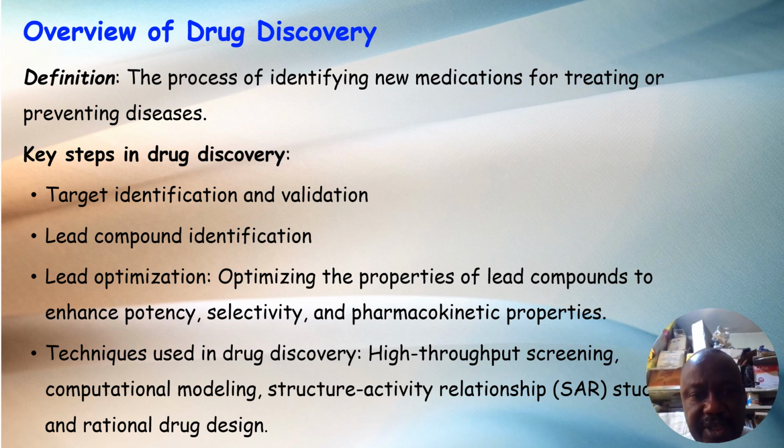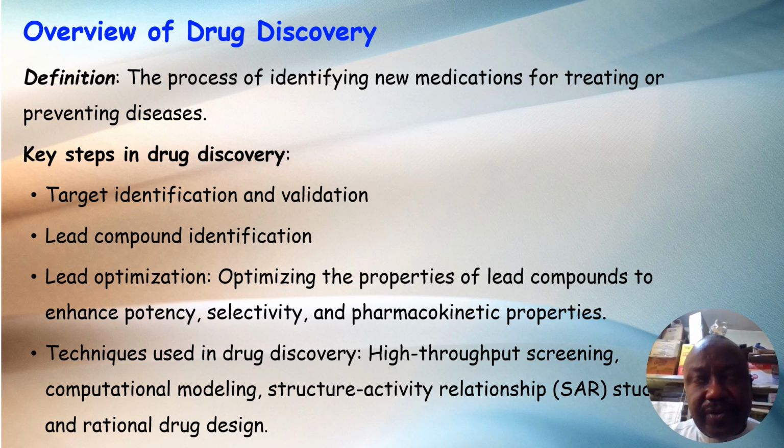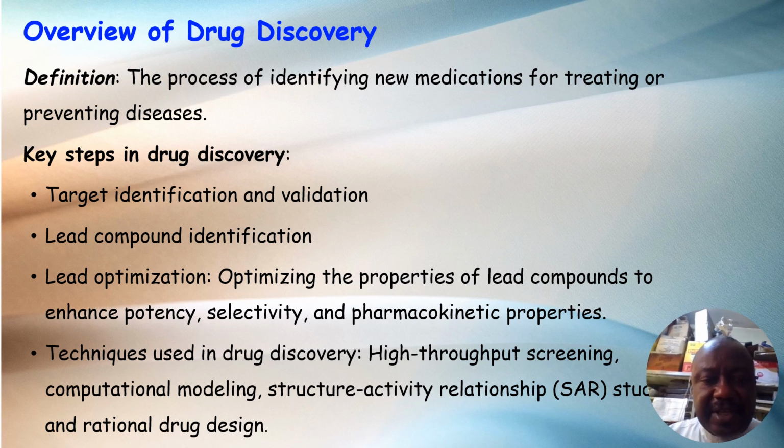Drug discovery is a process of identifying new chemical entities that could be used for treatment and prevention of diseases, and it involves several steps. The first step is the target identification and validation: identifying a biological target implicated in the disease and validating its relevance.